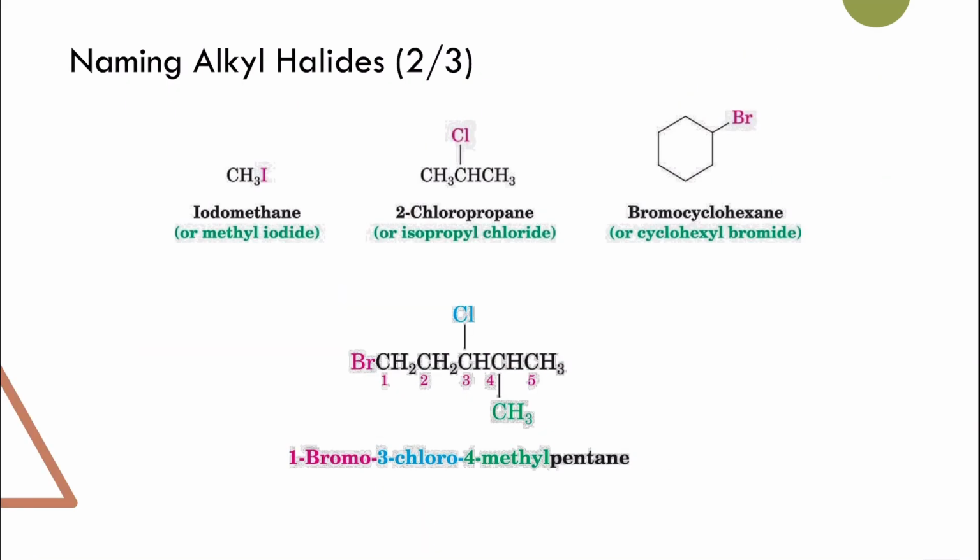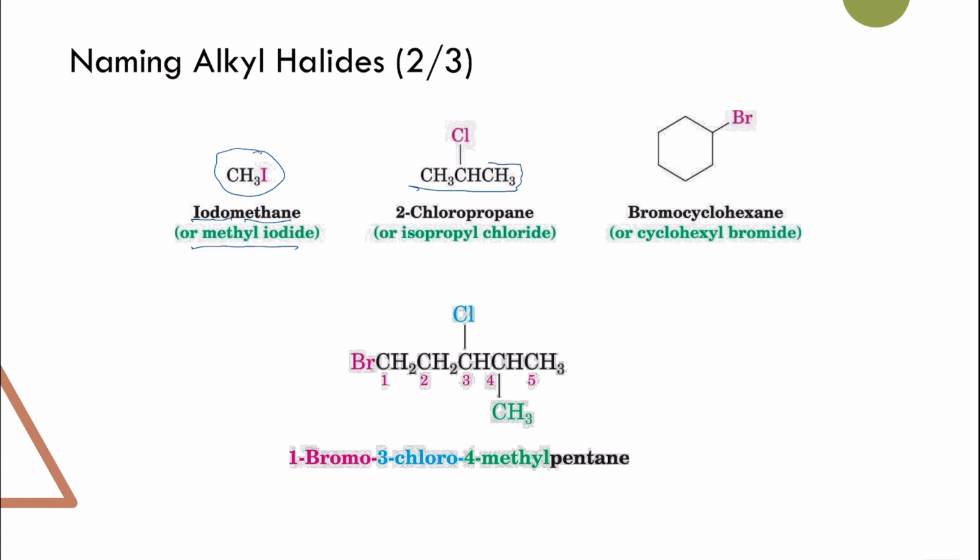Some examples of that, as we said, we can name the alkyl halide by saying the name of the halide at the end, and we say "ide," or we can say it as a substituent. So something like CH3I can be called iodomethane, or we can call it methyl iodide.